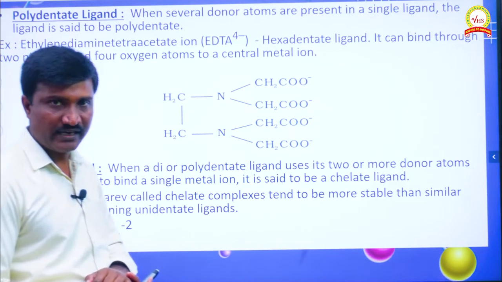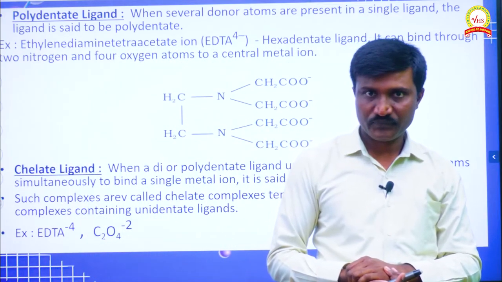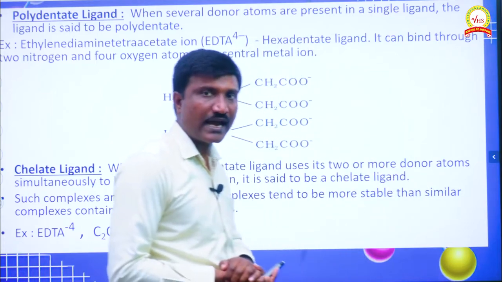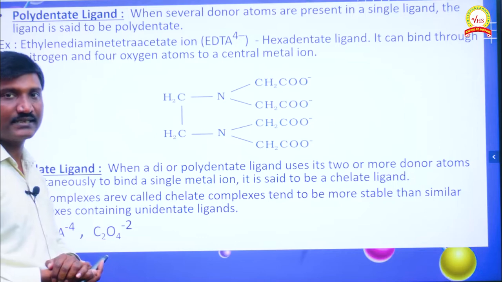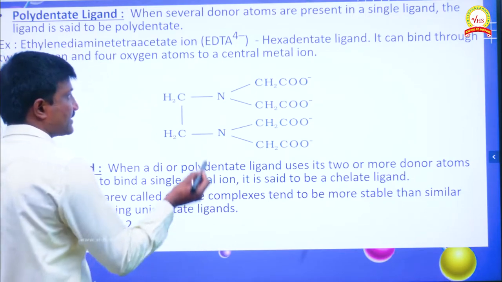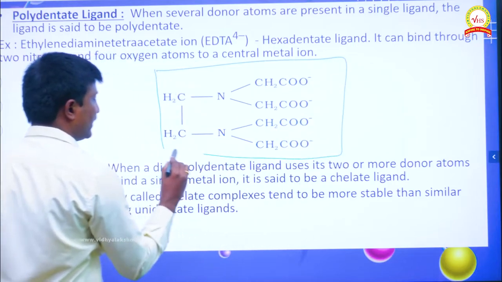Okay. Now, another type of ligand is the polydentate ligand. If more than two donor atoms are present, then we call that a polydentate ligand. The best example of a polydentate ligand is EDTA. This is the structure of EDTA.